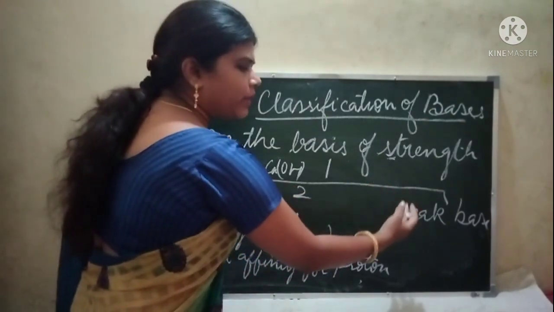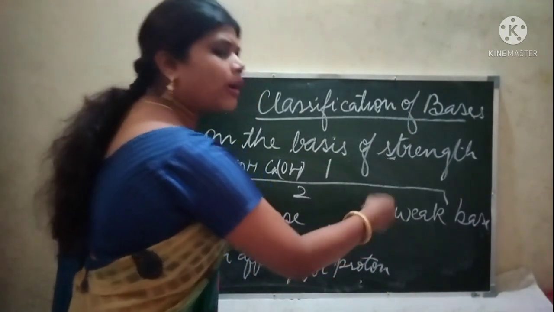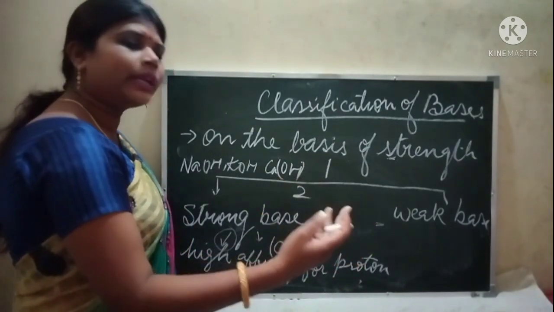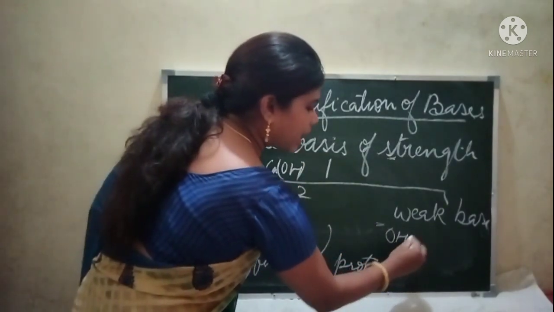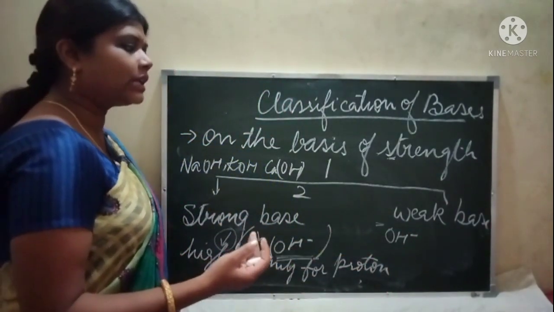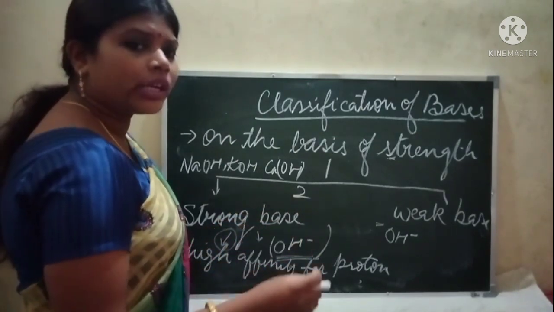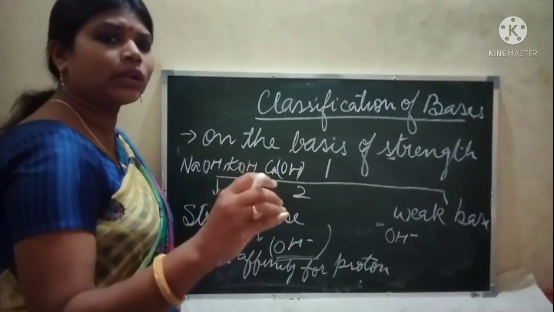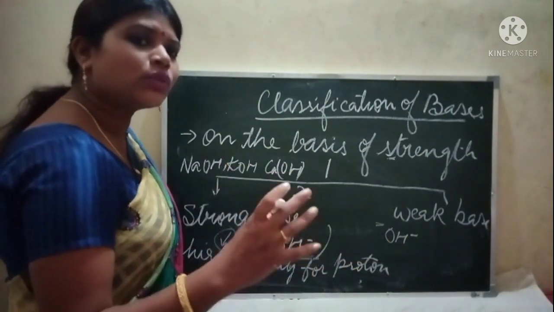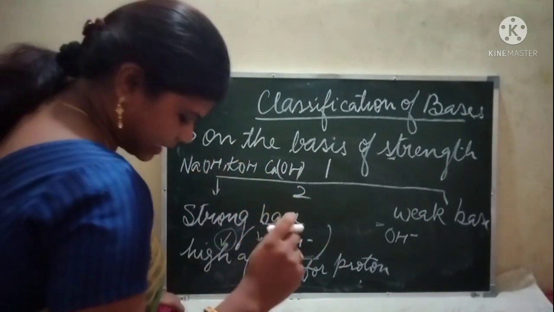Now weak bases are opposite to it, which are not completely ionized. It will not get completely ionized to give OH minus ion, or it has very low affinity for proton. So that is a weak base. Weak bases have low affinity for proton, or when you try to dissolve it in water, it will not completely ionize to give OH minus ion. So we will see the examples of this.